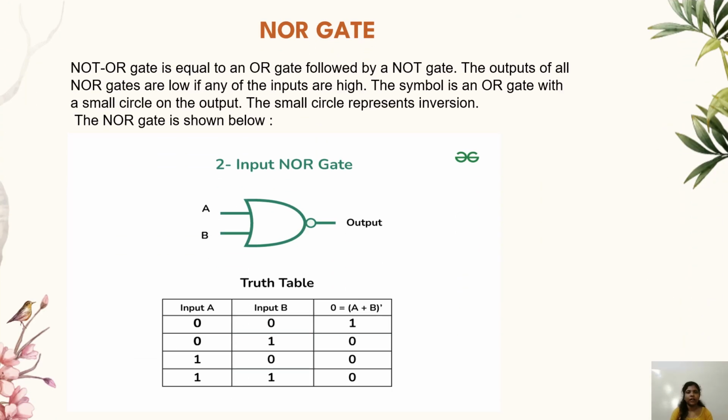NOR gate. NOT OR gate is equal to an OR gate followed by a NOT gate. The output of a NOR gate is low if any of the inputs are high. The symbol is an OR gate with a small circle on the output. The small circle represents inversion. The NOR gate is shown below. You can see.